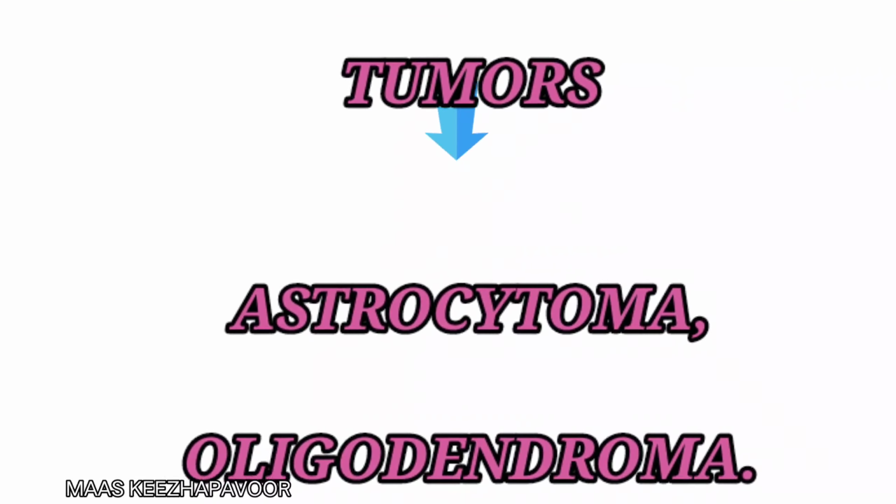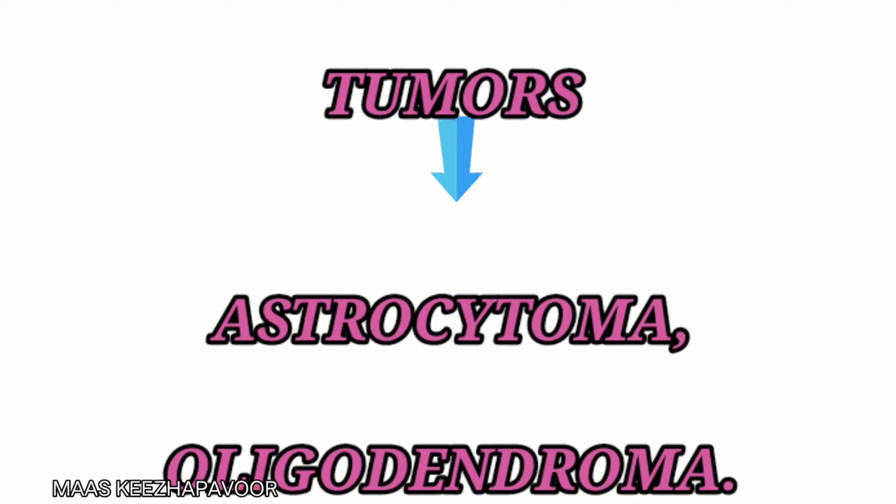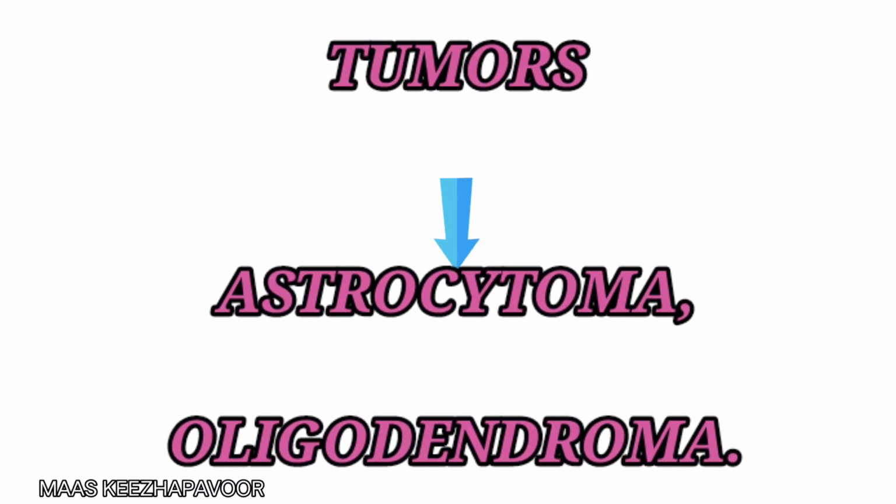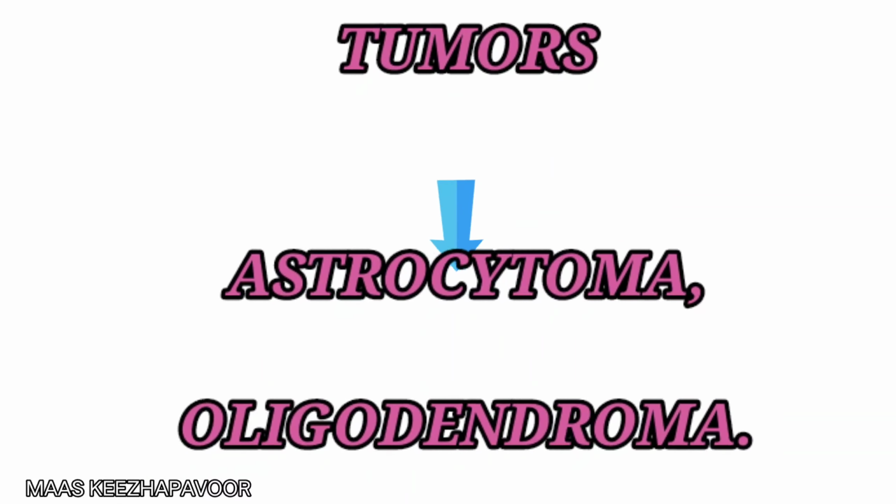Most tumors of the brain arise from neuroglial cells. Astrocytomas and oligodendromas are common.